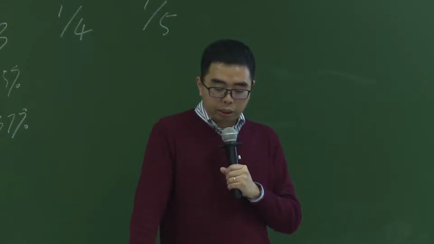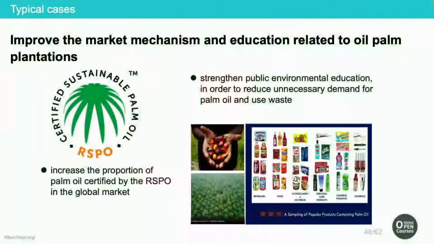And we should also improve the market mechanism and education related to oil palm plantations. For the market mechanism, we should increase the proportion of palm oil certified by ISPO. ISPO calls on producers to produce oil with less impact on carbon and biodiversity. And we could also strengthen public environmental education in order to reduce unnecessary demand for palm oil and use waste.